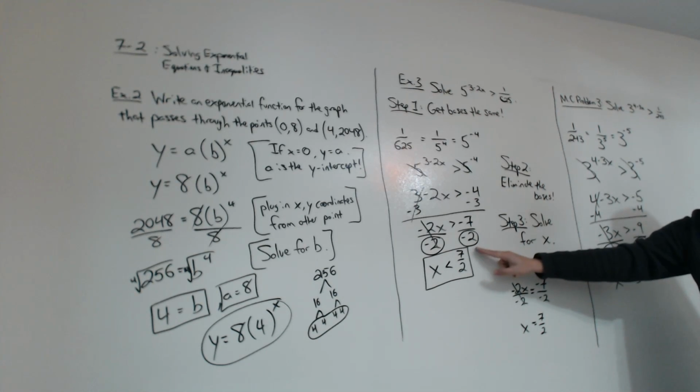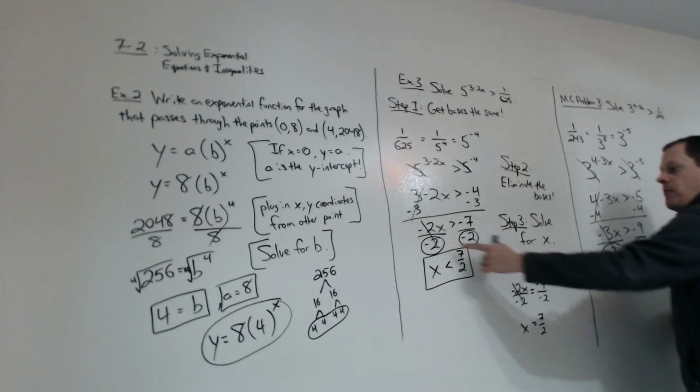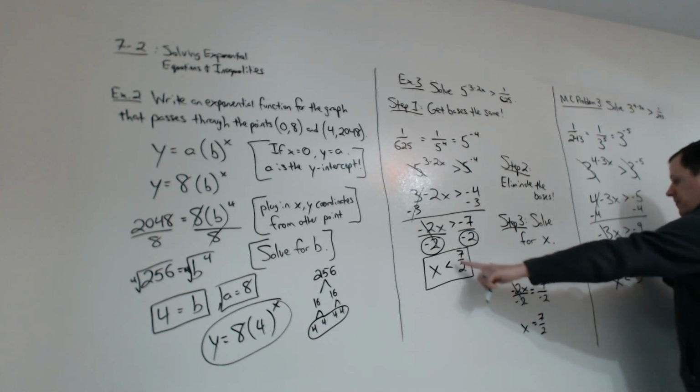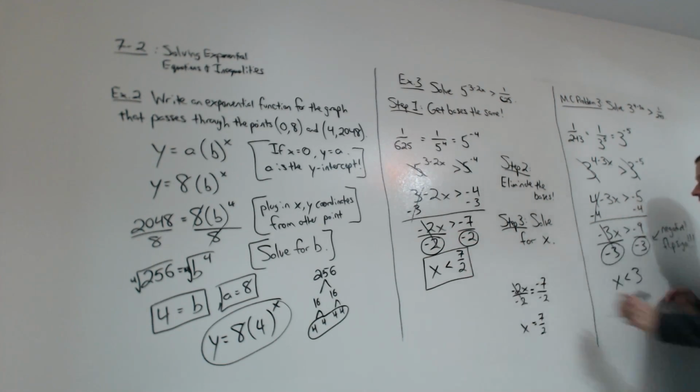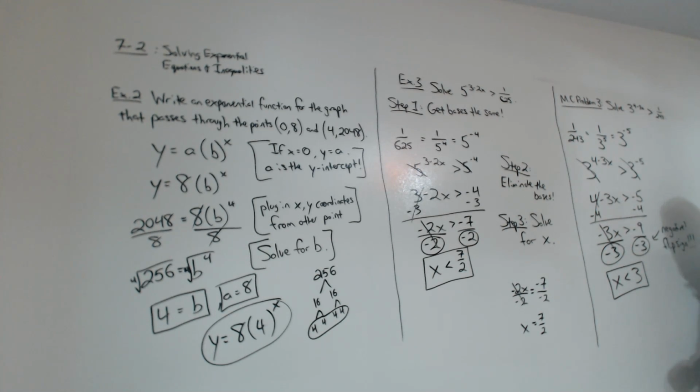Same thing here. If the number in front of x was 5, and you divided both sides by 5, this sign would stay the same. It's only because we divided by a negative number on these that we flipped the greater than signs to less than signs. But that is what we end up with. X is less than 3.